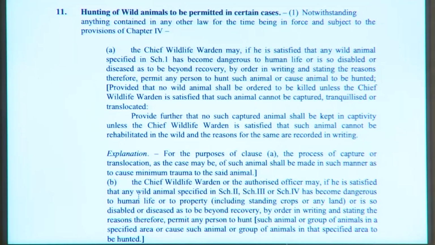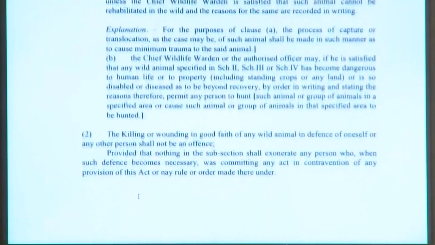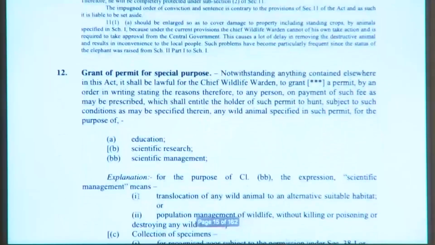Then if you want to make use of section 11, it is an emergency provision only to be used for very extreme circumstances. If you have an animal that has become dangerous to human life or is so diseased or disabled as to be beyond recovery, these are all extreme circumstances, then you can make use of section 11 to hunt the animal.